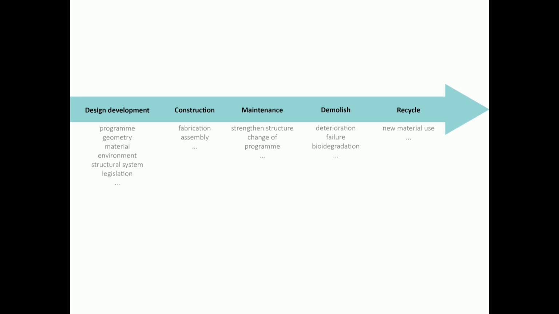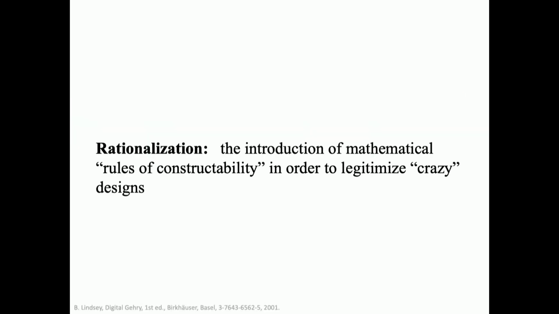So I looked it up when I started my research, because you use it, but I was trying to find the definition, and I found many, but I think the best one is this one. It's actually one of the first ones, which was given in the 80s by Lindsay. He is the director of Gehry Technologies, and he describes rationalization as the introduction of mathematical rules of constructability in order to legitimize crazy designs. So we will be looking at rules of constructability, and we will try to define what crazy is.